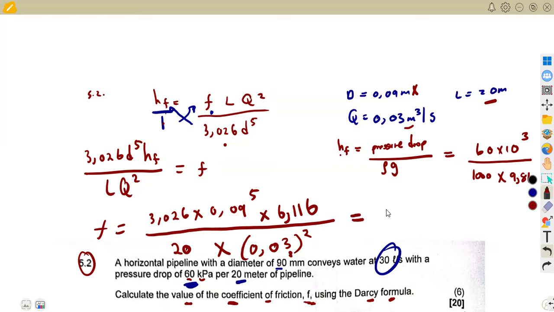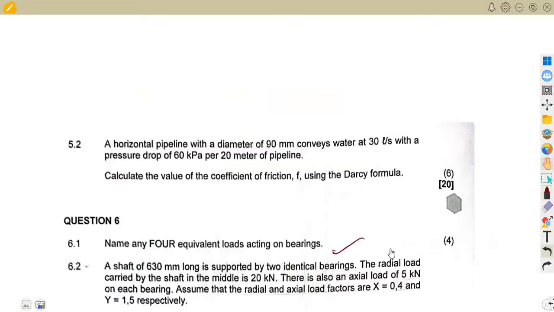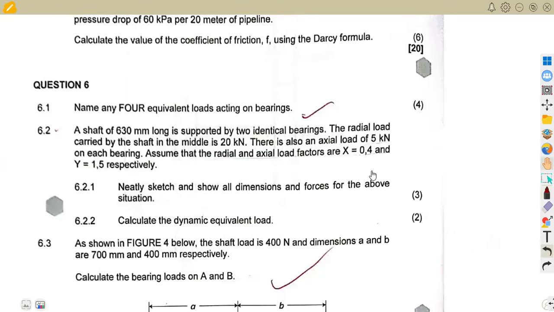You are going to obtain the coefficient of friction, and that is going to give us 0.00607. No units for the coefficient of friction, as we know, guys. All right, so that is it. Just like that, we have got all the marks there. 20 marks for all this on question number 5.